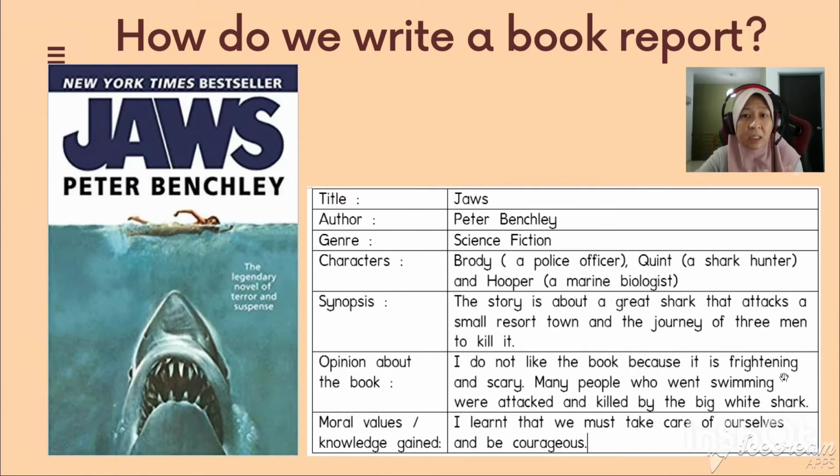Frightening. What is frightening? Frightening means menakutkan. So it has the same meaning as scary. Then you have to elaborate what makes the book frightening and scary. Many people who went swimming were attacked and killed by the big white shark. So this is the reason why the book is scary.